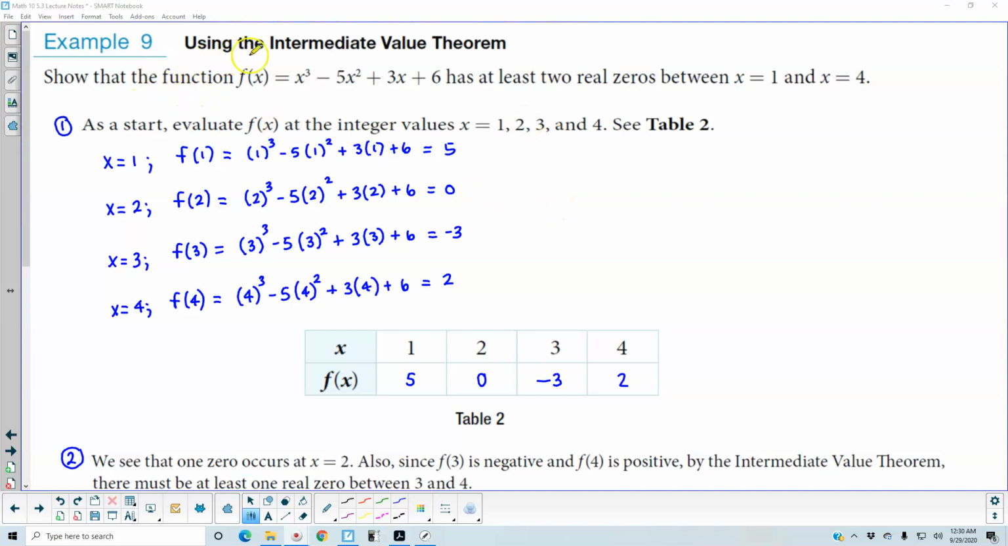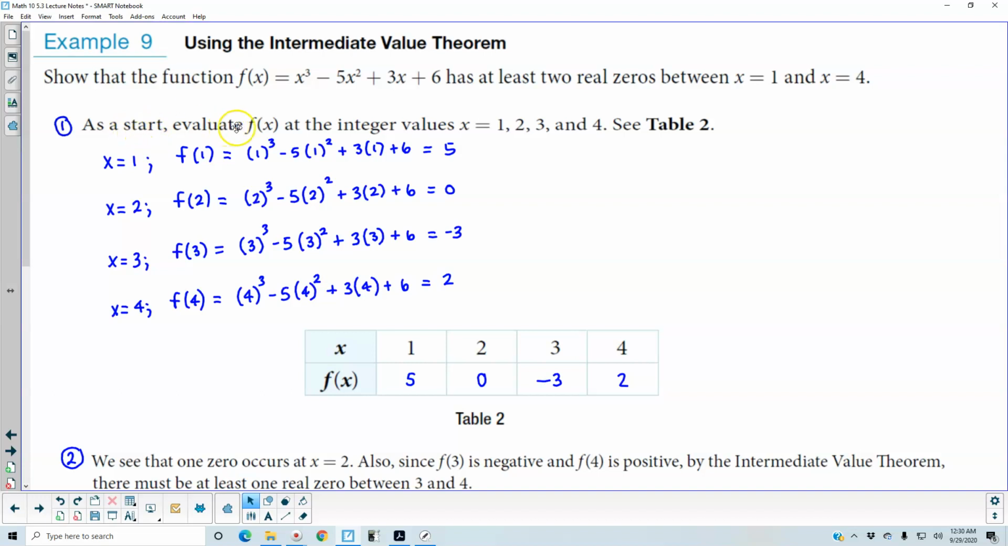Example number 9, using the intermediate value theorem. Show that the function f of x equals x cubed minus 5x squared plus 3x plus 6 has at least two real zeros between x equals 1 and x equals 4.